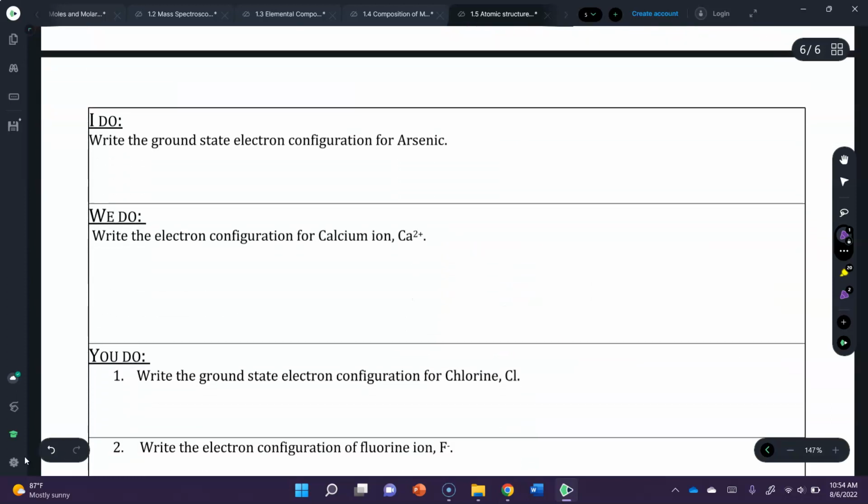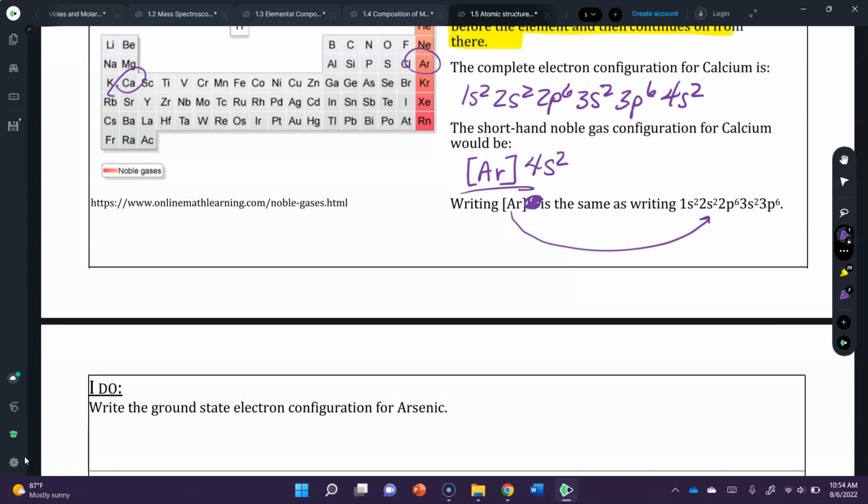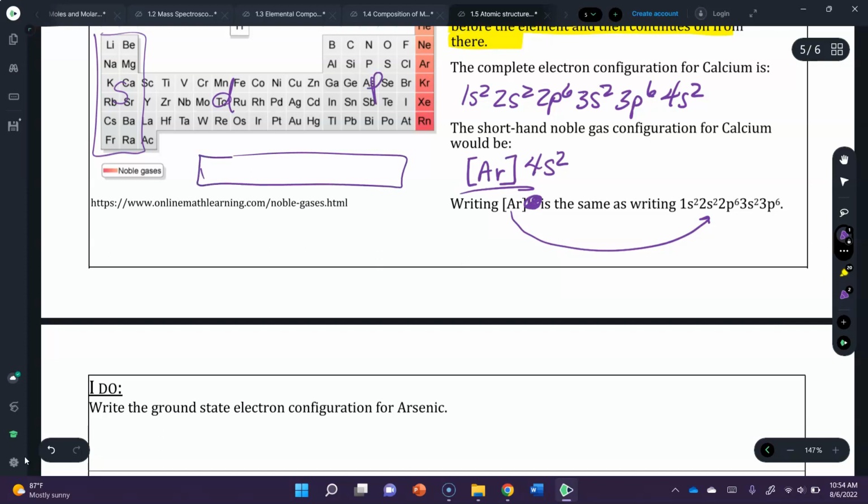So let's do some I do's and we do's. Write the ground state electron configuration for arsenic. So I'm going to pull this up so we can see it here. What I was saying earlier is that this is S, this is D, this is P, and then the F block is usually shown below here. Remember that D fills the n-1 and F fills the n-2. We'll do practice with it in class as well as on your assignment.